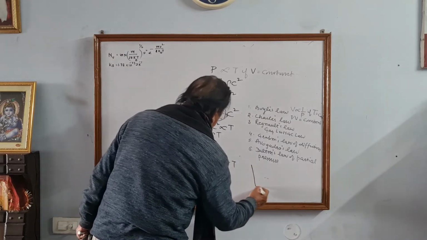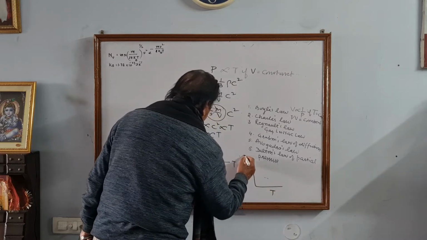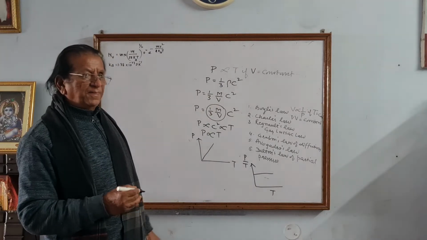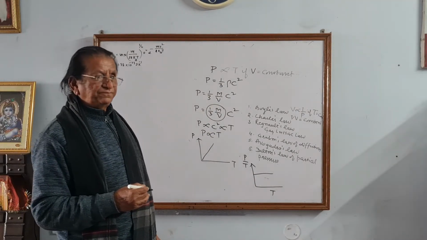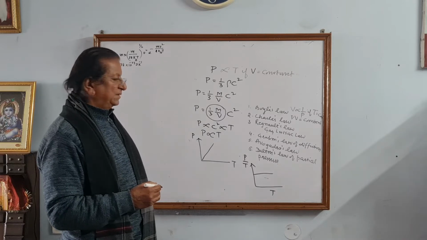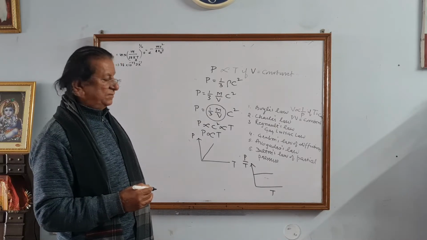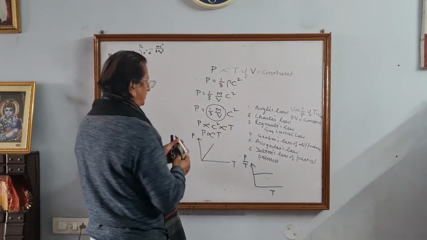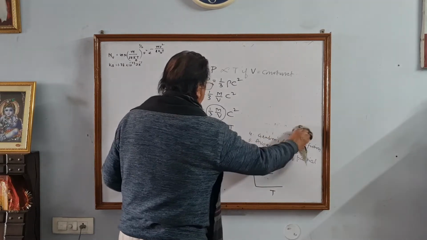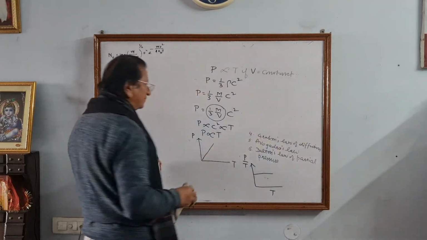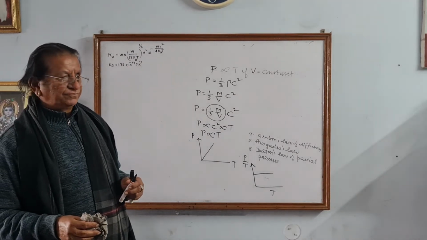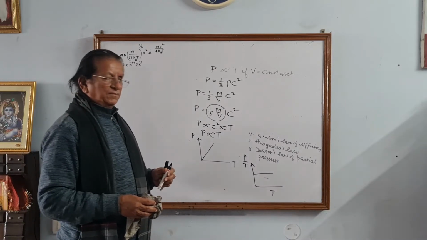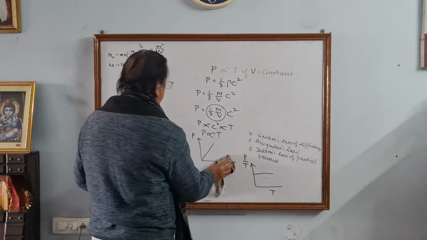And graph between T and P by T will be parallel to temperature axis. So, three laws we have deduced from kinetic theory of gases. Clear? Then Graham's law of diffusion.